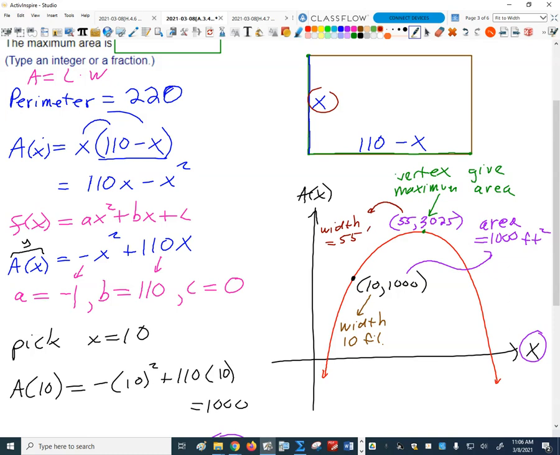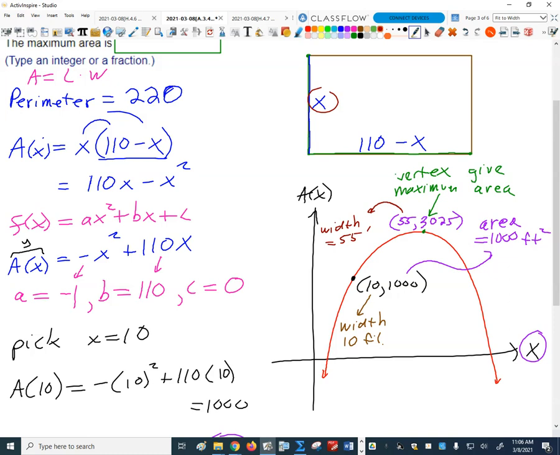Everybody give me a 1 to 5. Does that make sense? When we find the coordinates of the vertex, we found the maximum, which is what we're looking for. And what do the coordinates tell me about the maximum? The width is 55 feet. Okay?